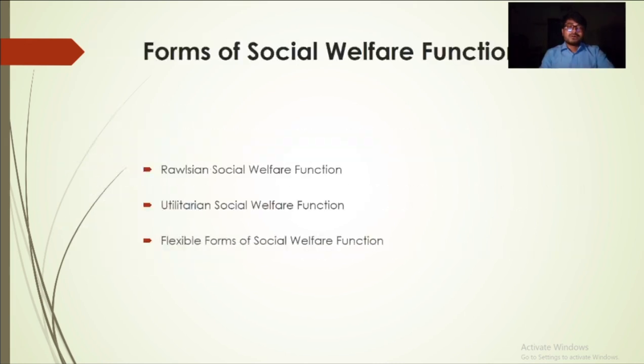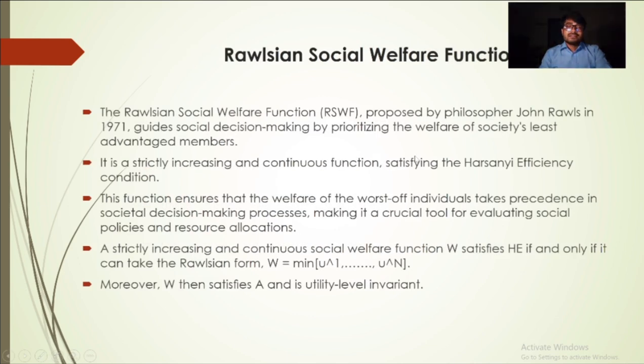Now we'll talk about forms of social welfare function, which are the Rawlsian social welfare function, the utilitarian social welfare function, and flexible forms of social welfare function. The Rawlsian social welfare function was proposed by Rawls in 1971. The welfare of society's worst-off member guides the social decision making.